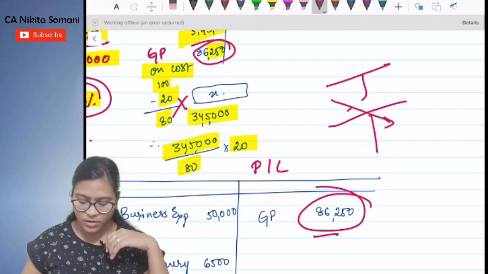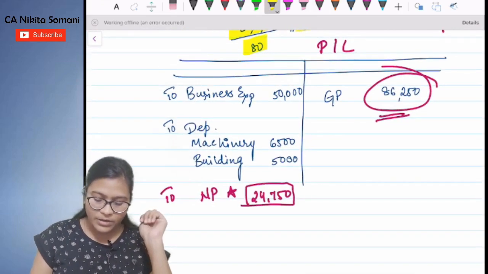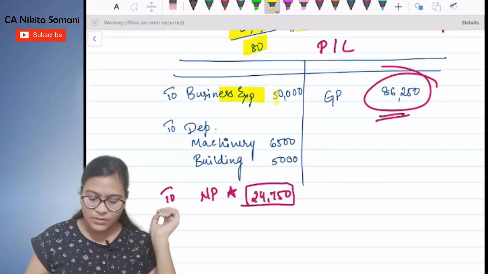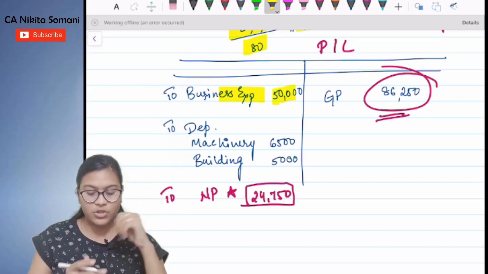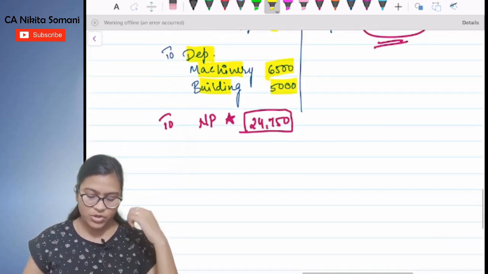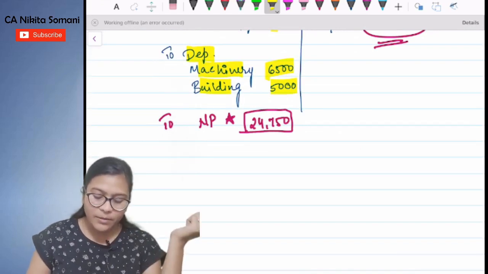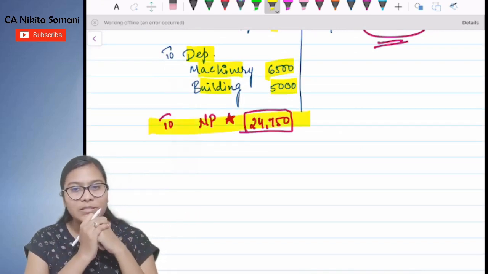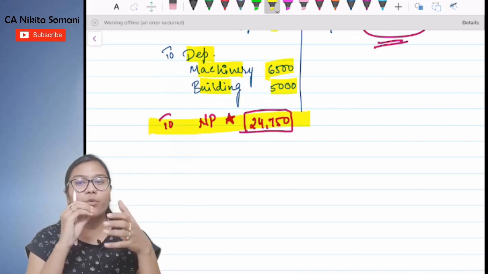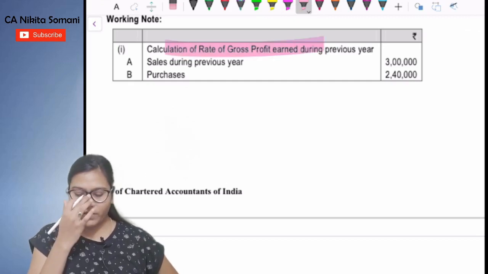So you bring here the gross profit in the P&L account to the credit side, okay, and then you debit these expenses. Business expenses 50,000 and depreciation on machinery and building, ये आपको solve करना पड़ेगा, and that comes to 6,500 and 5,000, and ultimately you get the net profit as the balancing figure, and that comes to 24,750.